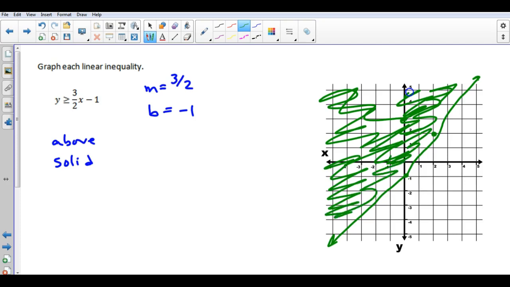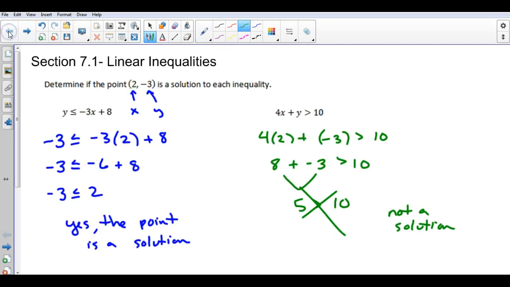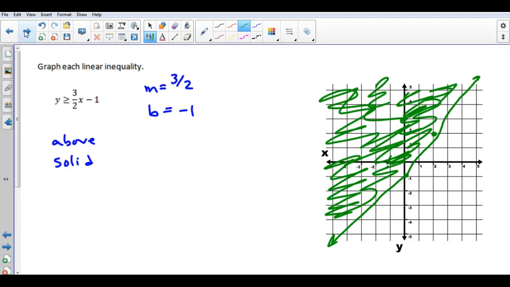So if you wanted to check to make sure you shaded in the right direction, you could pick a test point. If you wanted to pick any point that's in the shaded region, just like we did on these last examples, you can pick a point and it'll determine if it is a solution to your system or not.